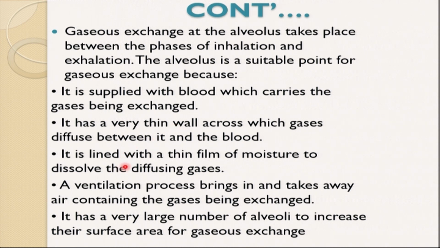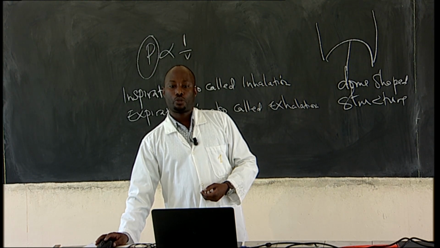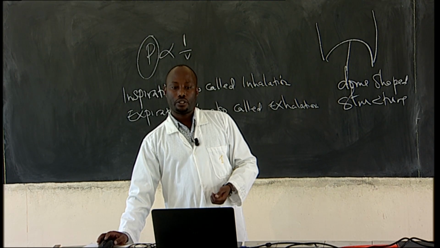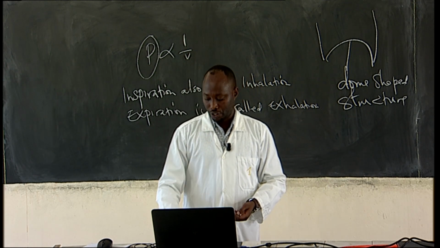Not only that, it is lined with a thin film of moisture. We've been talking about adaptations of the respiratory system. It is thin, it is moist. So the alveoli must be moist for the gases to dissolve and diffuse. A ventilation process brings in and takes away air containing the gases being exchanged. It has a very large number of alveoli to increase the surface area for gaseous exchange.